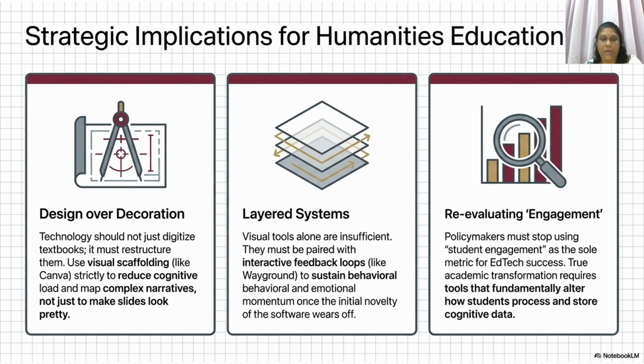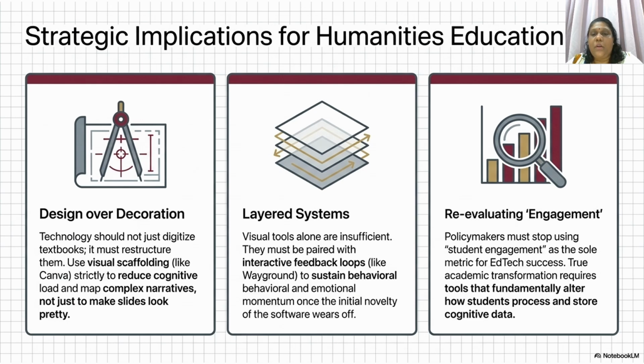It's also helpful. Okay, the second one is a layered system, because visual tools alone are insufficient. They must be paired with interactive feedback loops, like Blooket, to sustain behavioral and emotional momentum once the initial novelty of the software wears off. It means we have to use Canva to get frequent feedback, to make students more engaged in the topic in history.